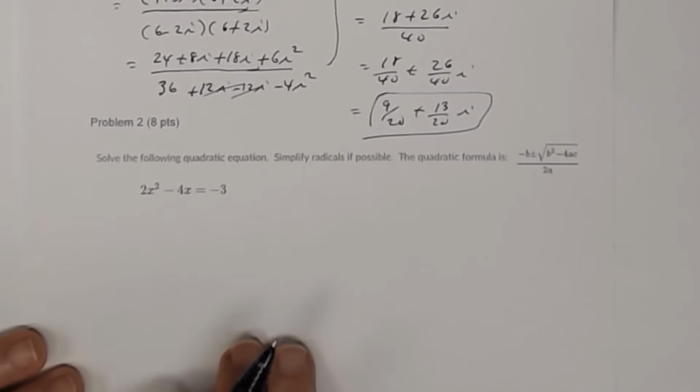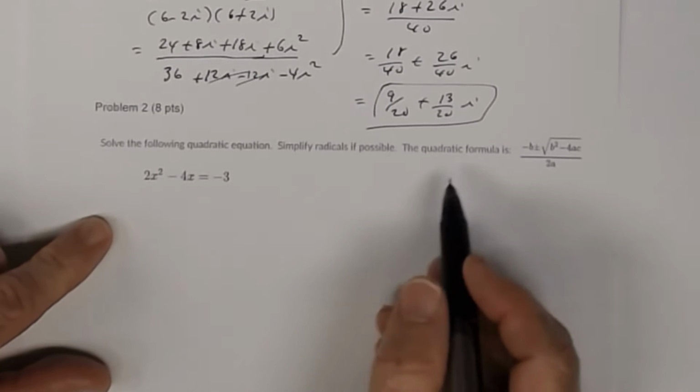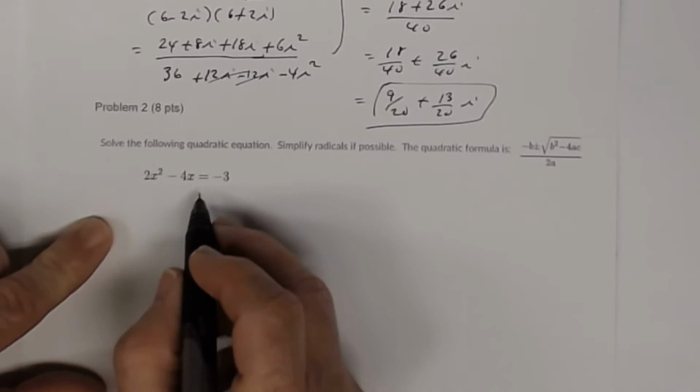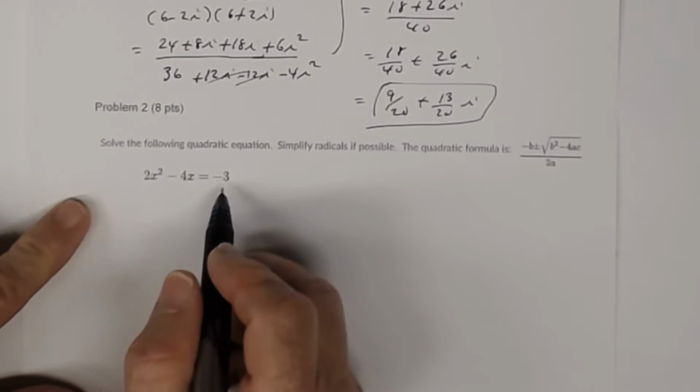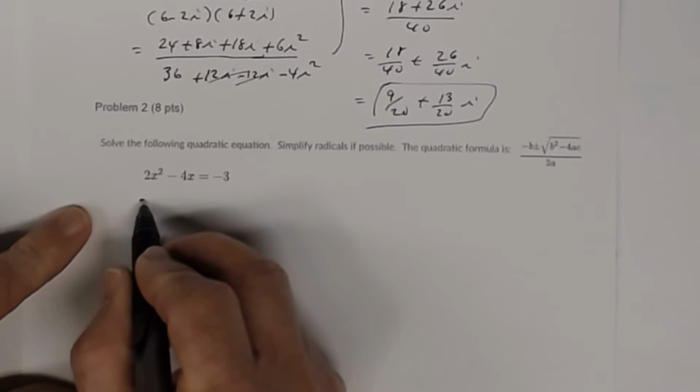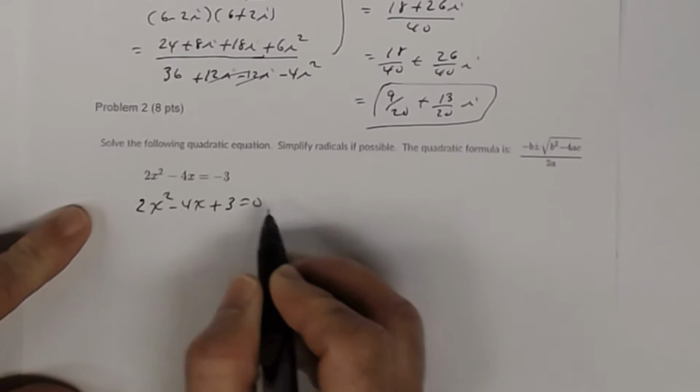Now number 2, you want to solve the following quadratic equation. And I'm going to just go ahead and use the quadratic formula. But if I'm going to use the quadratic formula, I need to write this in standard form. So I'm going to get 2x squared minus 4x plus 3 equals 0.